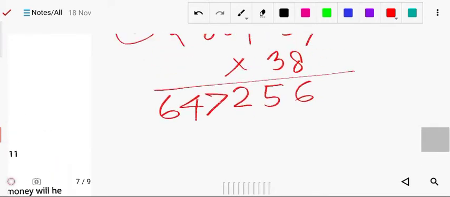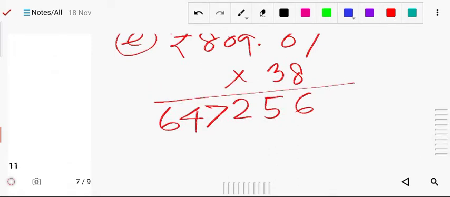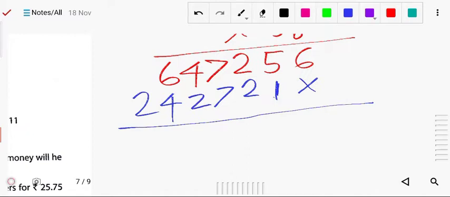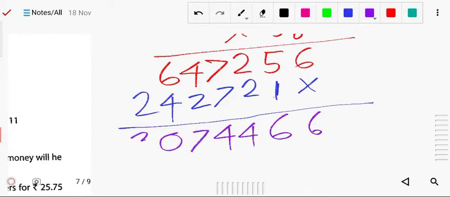Now we will multiply by 3. So you just place the digits: here will be 1, here will be 2, here will be 7, here will be 2, here will be 4, here will be 2. Okay, now we will add all these values. So here it will be 6, here again 6, here will be 4, here will be 4, here will be 7, here will be 0, now 3.